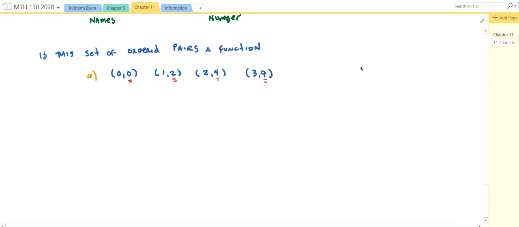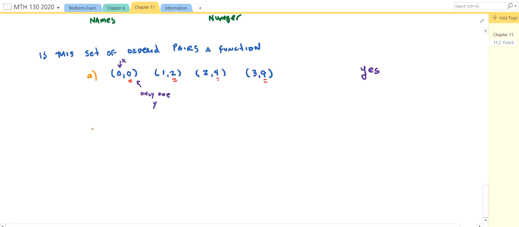And you would say yes here, because for any given x value, there is only one y value. So 0, 1, 2, and 3, each of those produce one and only one y value. It's like the Highlander. There can only be one.